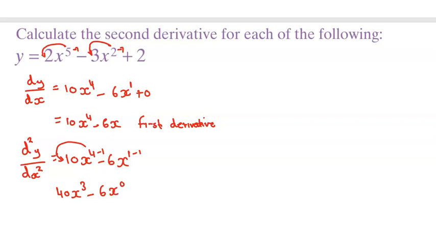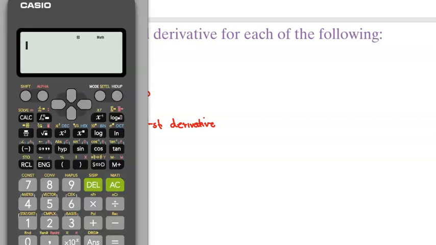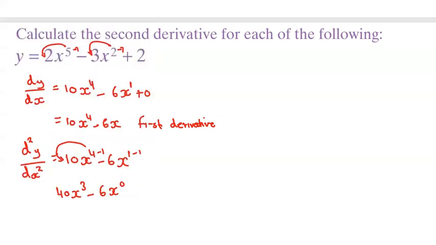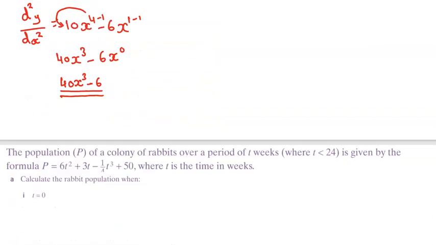Any number raised to the power of 0 is always 1. You can even check: 5 raised to the power of 0 gives us 1. So in this case, x to the power of 0 is 1, and this gives us 40x cubed minus 6. This is the second derivative of 2x power 5 minus 3x squared plus 2. As simple as that.